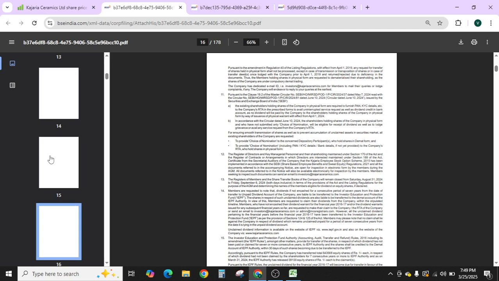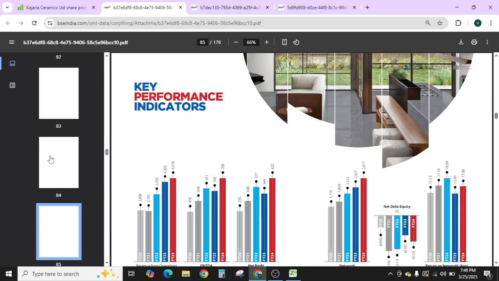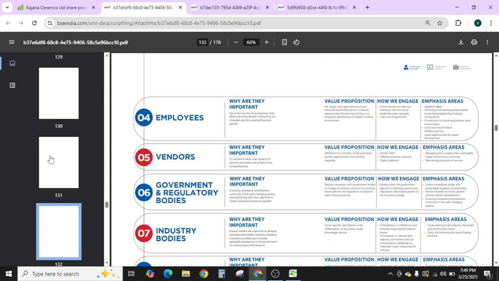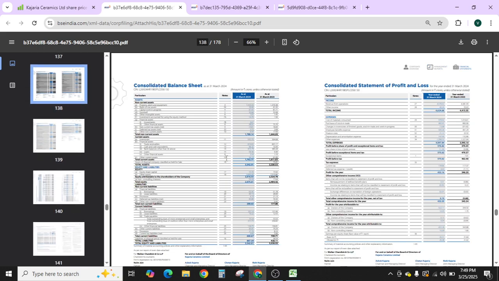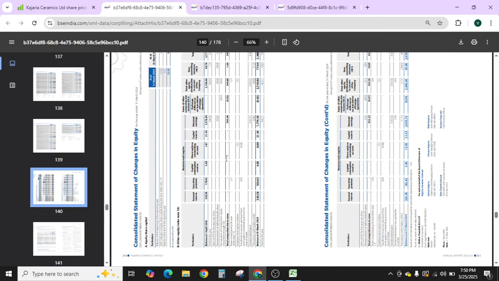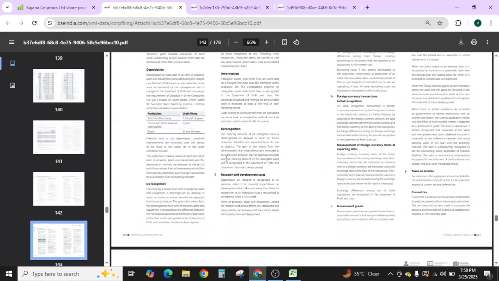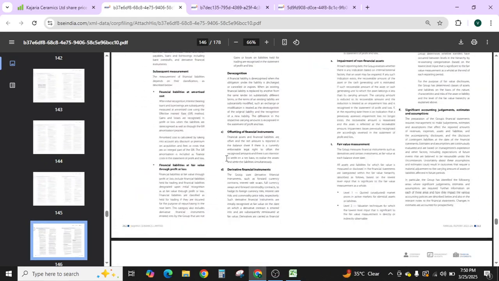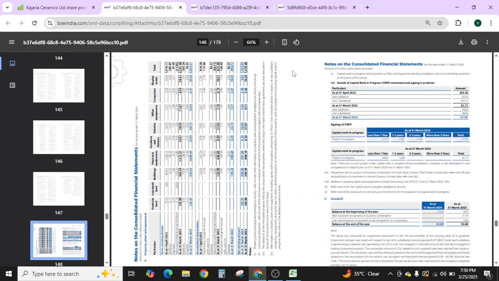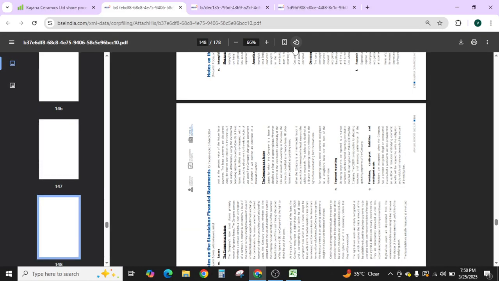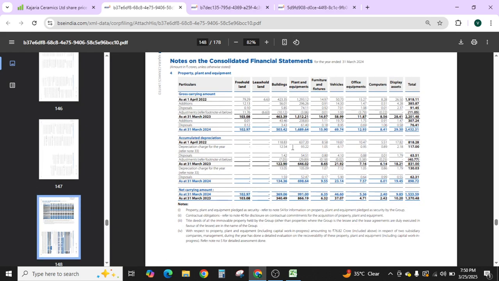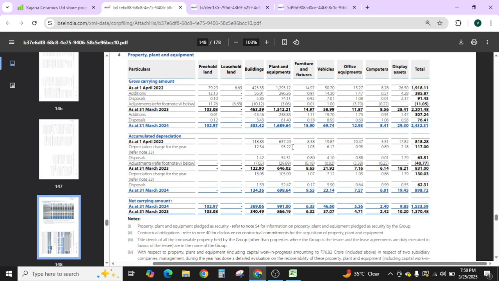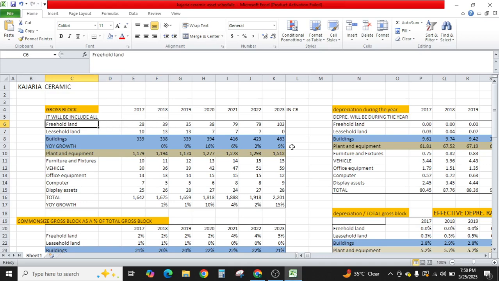We will see Kajaria. We will look at the asset schedule, consolidated. Yeah, there. Just a second. Yeah, here it is. So they have freehold land, which is for 2023.